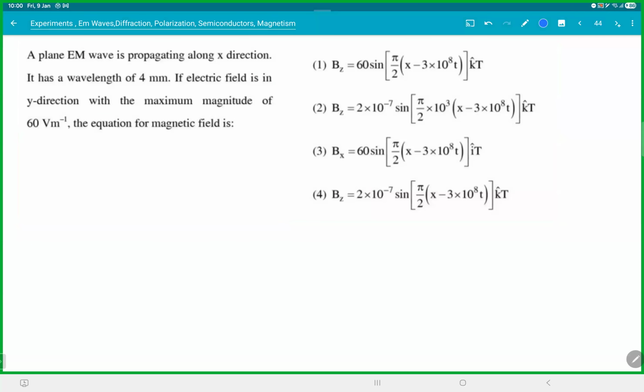EM waves. A plane EM wave is propagating in the x direction. Wavelength is 4 mm. Electric field is in y direction. Maximum magnitude is 60 volt per meter. Using this data, get the magnetic field. These kind of questions, mostly it is elimination. Instead of actually solving, try to eliminate the options.